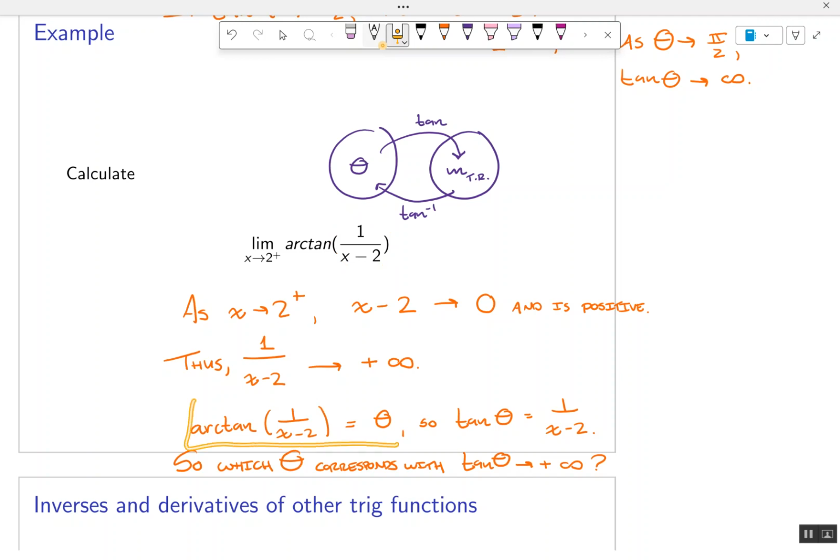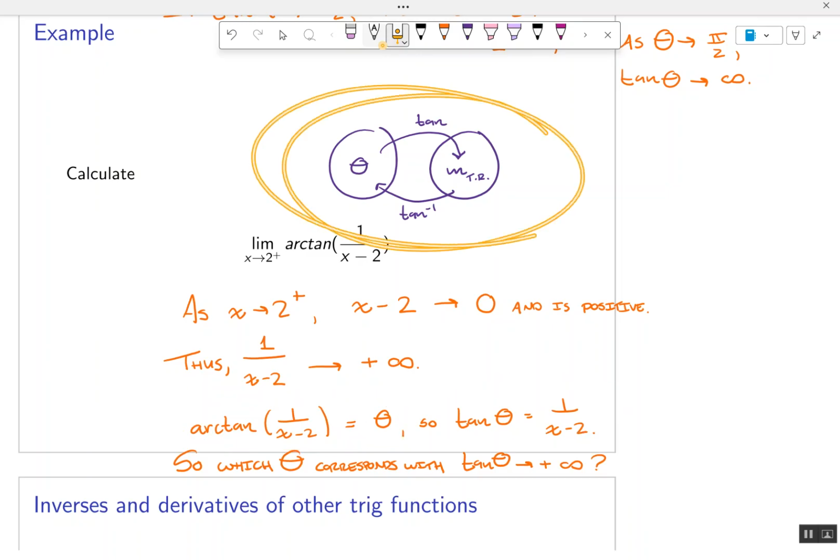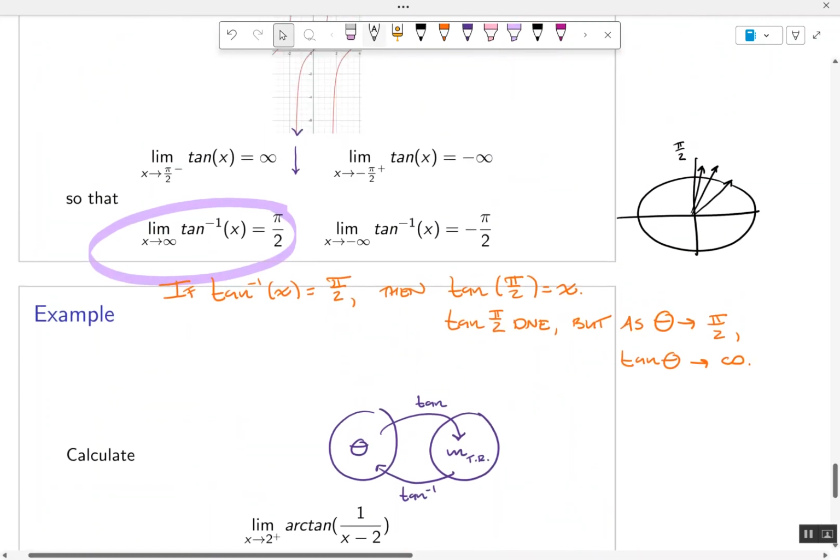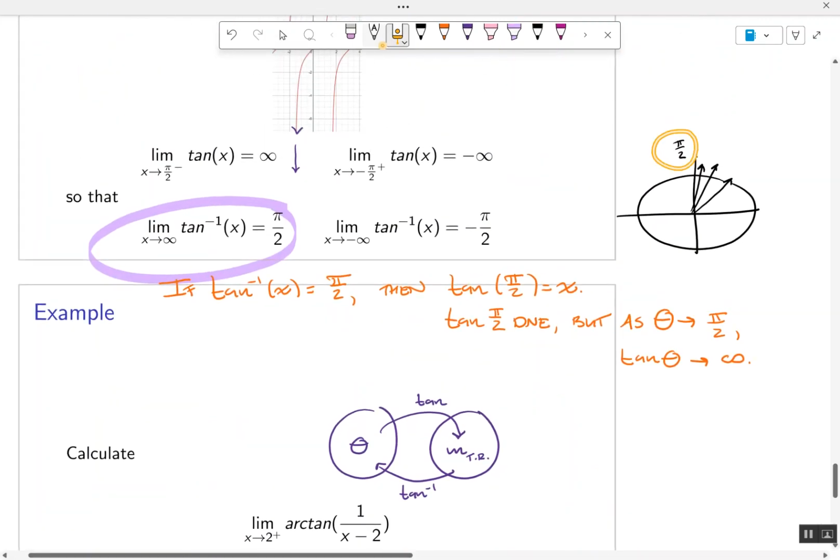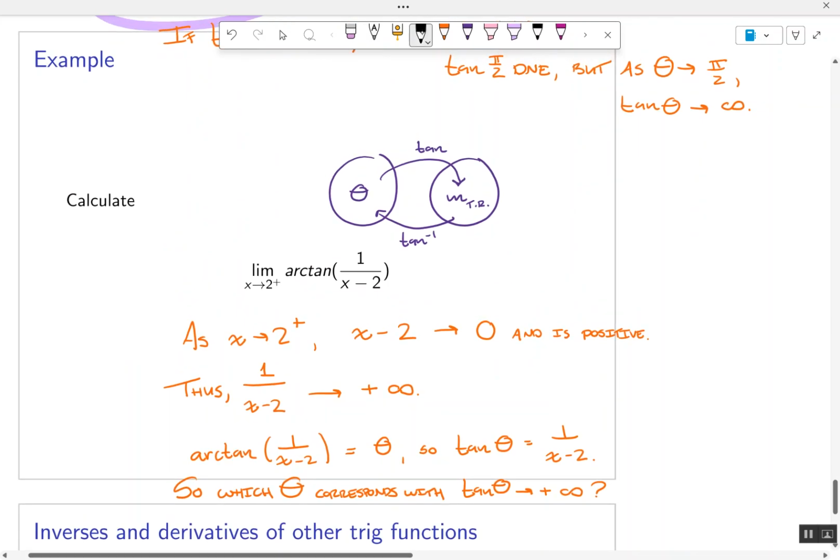We know that arctangent of 1 over x minus 2 is an angle measure. So that means I'm just going to rewrite this, right? This is the inverse notation. I'm going to use the forward function notation using this kind of schematic here in my mind. Tangent of theta is 1 over x minus 2. So which theta corresponds with tangent approaching positive infinity? Well, we've already talked about that before. Pi halves.